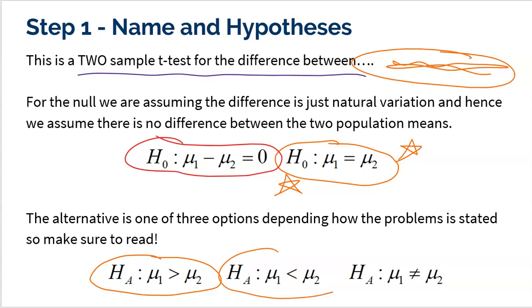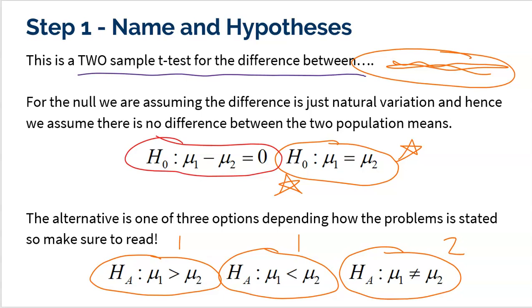Or maybe somebody says, no, I think black bears are less than brown bears. Or maybe somebody says, you know what, I don't really care who's bigger or who's smaller. I just care that they're different. They are not the same. So this is called a one-sided test. This is also called a one-sided test. And this is what we call a two-sided test.